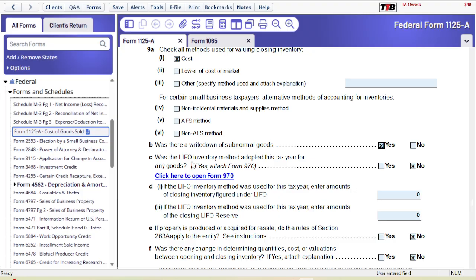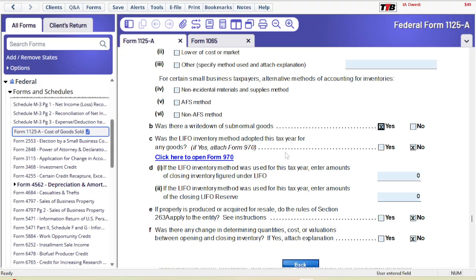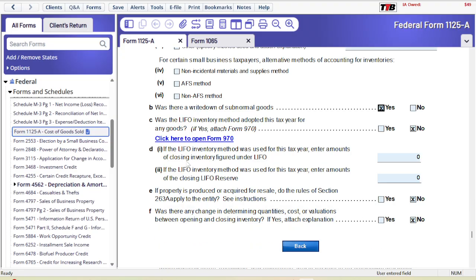So by default, first in first out is recommended, and I'm going to assume that's why this business is using it. Therefore the answer is no, it's not last in first out, but it's FIFO, first in first out. But if you are using last in first out, then you might want to read through it and check it. So is this property, if property is produced or acquired for resale, do the rules of section 263 apply to this entity? If yes, you check yes, otherwise you check no.